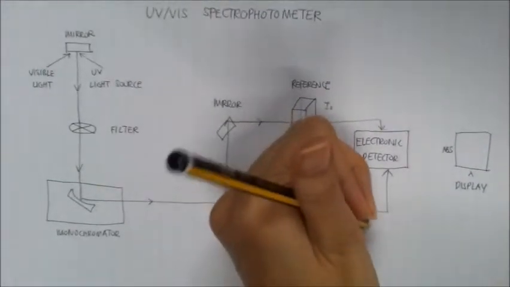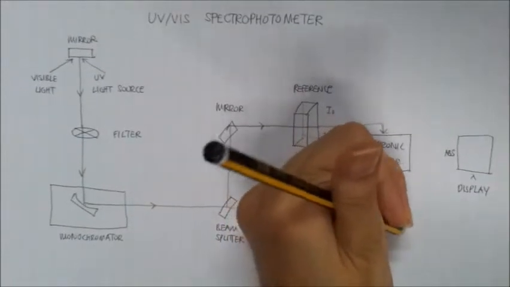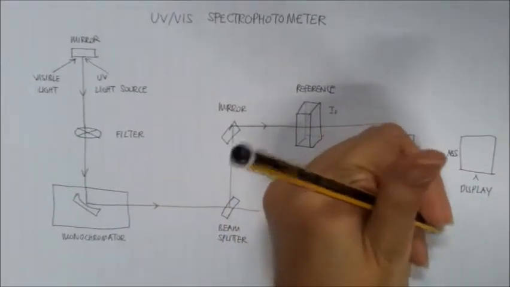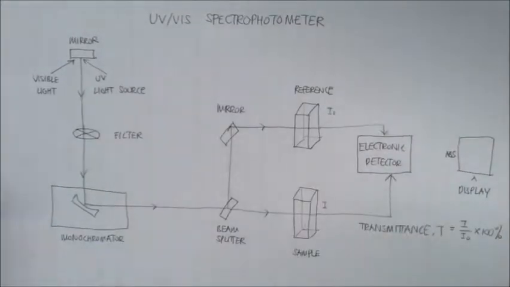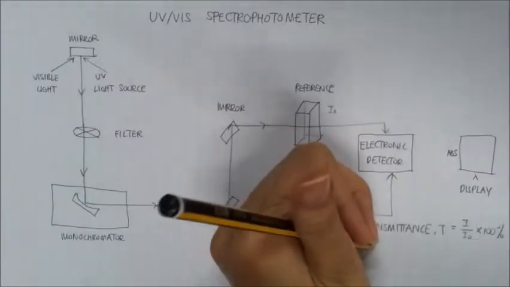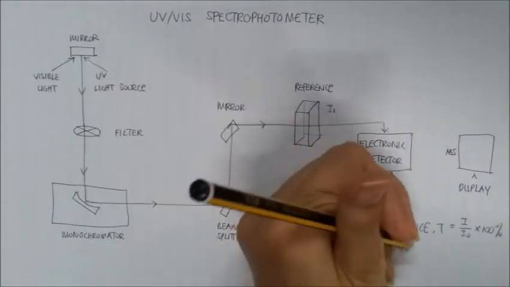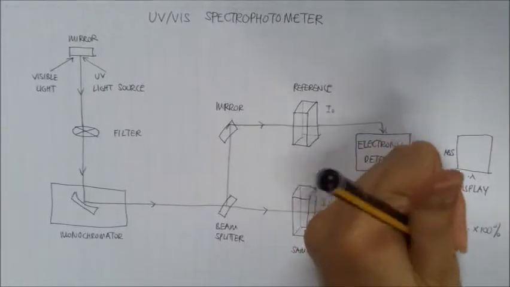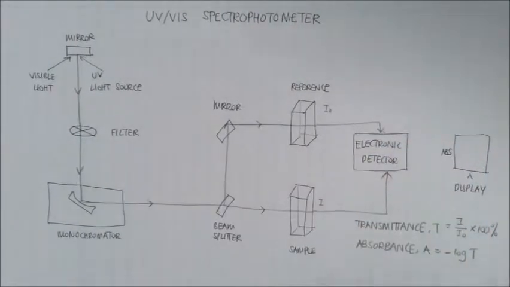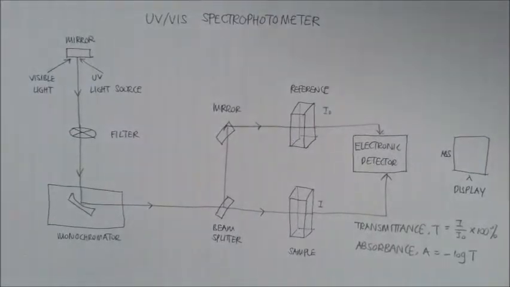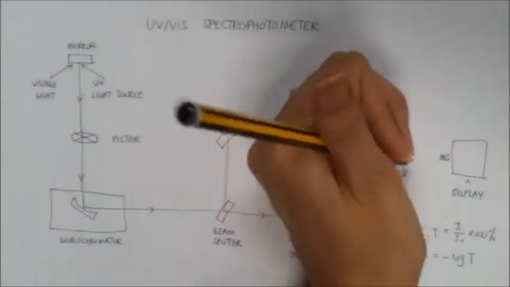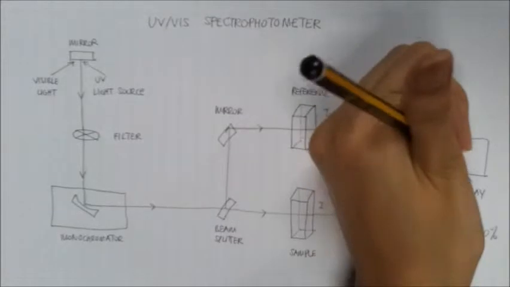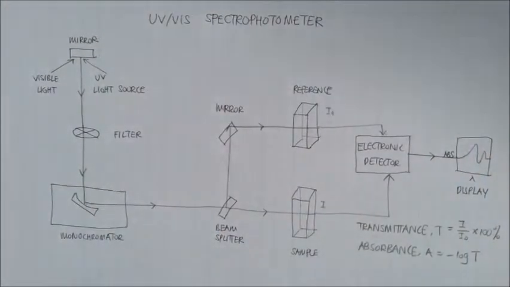The transmittance can then be calculated using the ratio I over I0, and it is usually expressed as a percentage. The absorbance can then be calculated using the value of transmittance by using the formula A = -log T. The ultraviolet region scan is normally from 200 to 400 nanometers, and the visible portion is from 400 to 800 nanometers. The data obtained is then displayed in graphical form for further analysis.